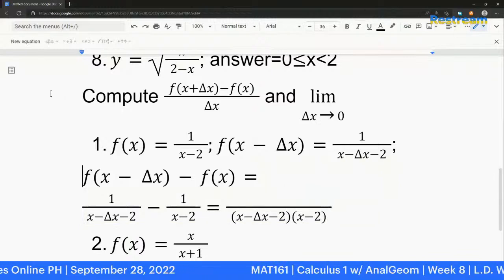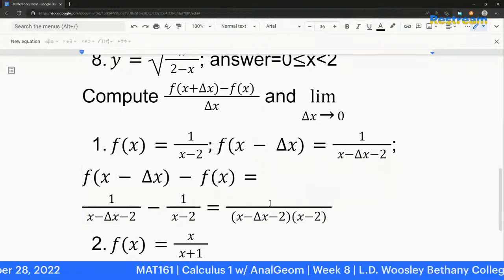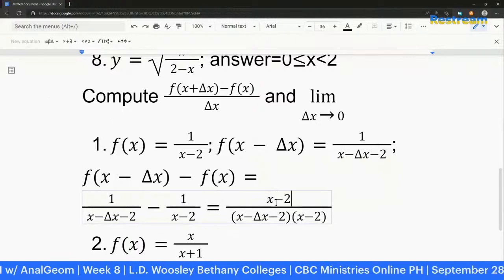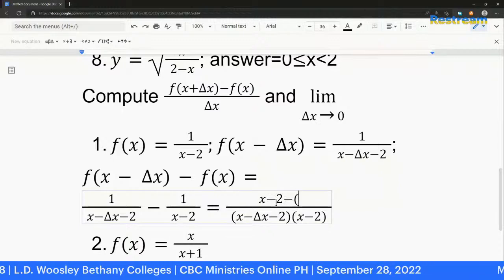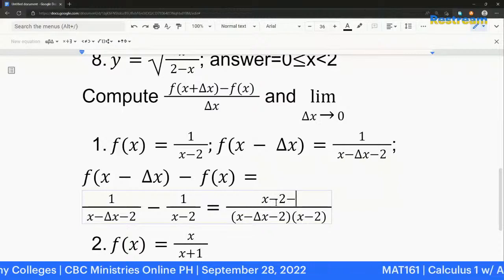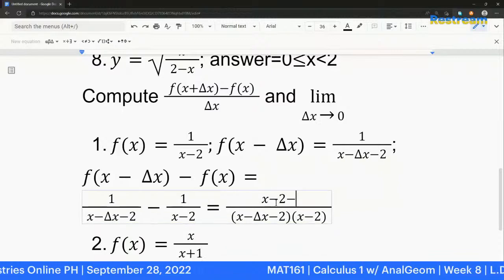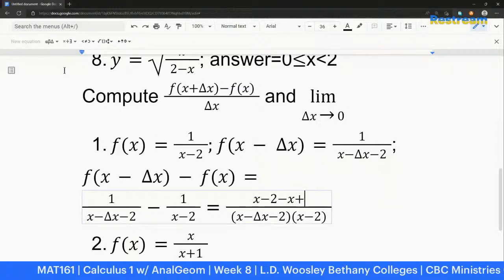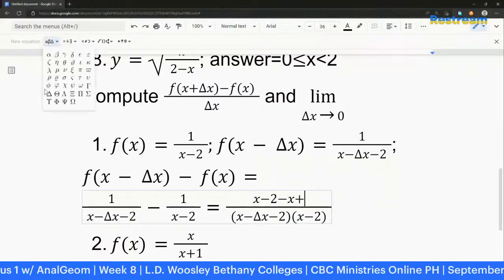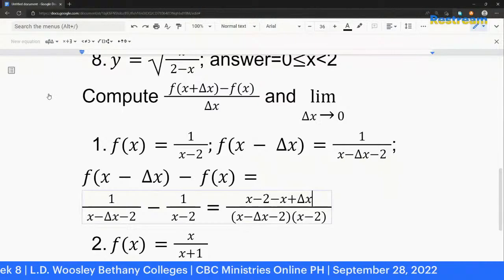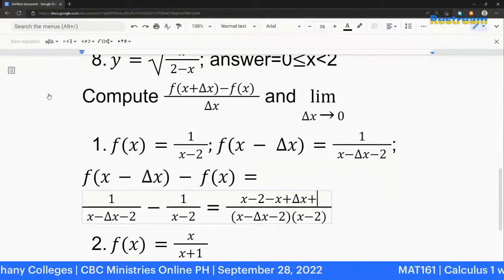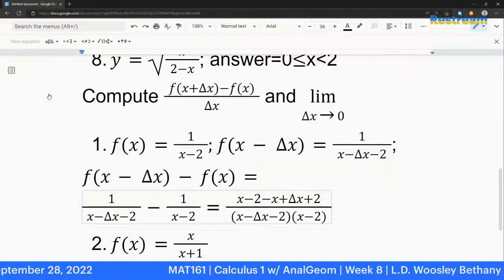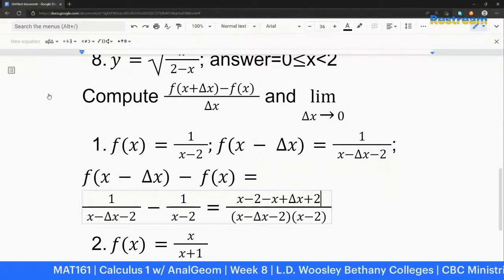Ano yung nasa denominator, numerator, Banji, Nora? So x minus 2 minus the quantity, pwede nang wala ng quantity, x plus delta x, okay, plus 2. Oh, magkakaroon ba ng kanselasyon? Banji, Nora. Yes, cancel x, cancel 2.